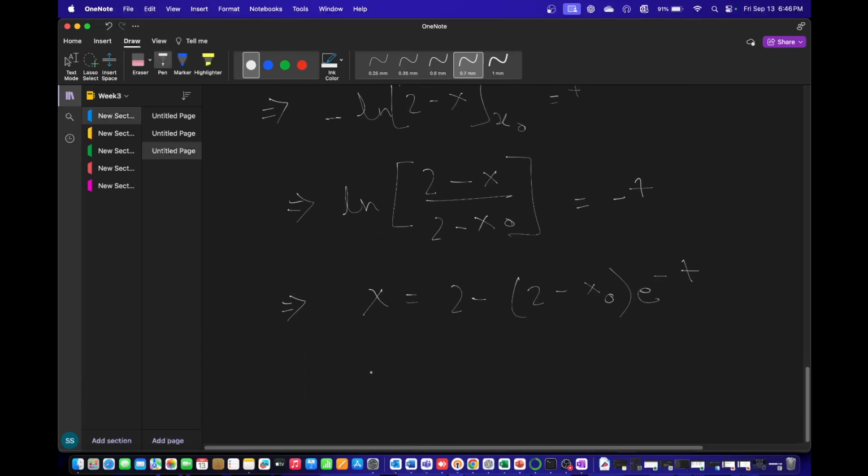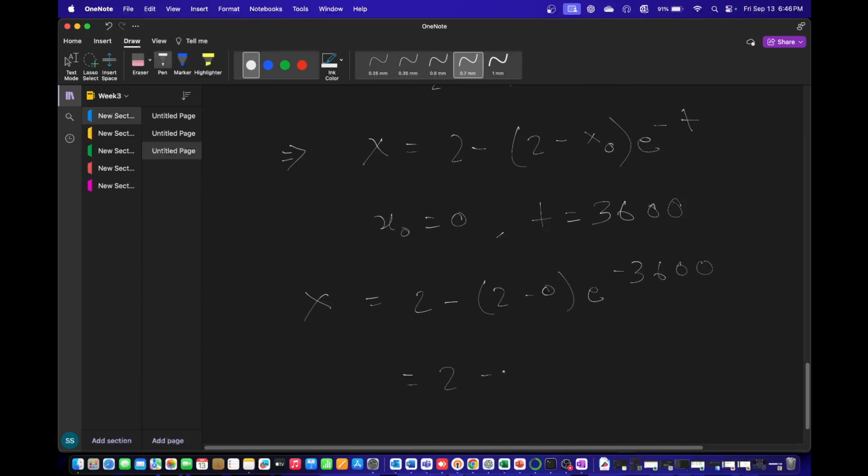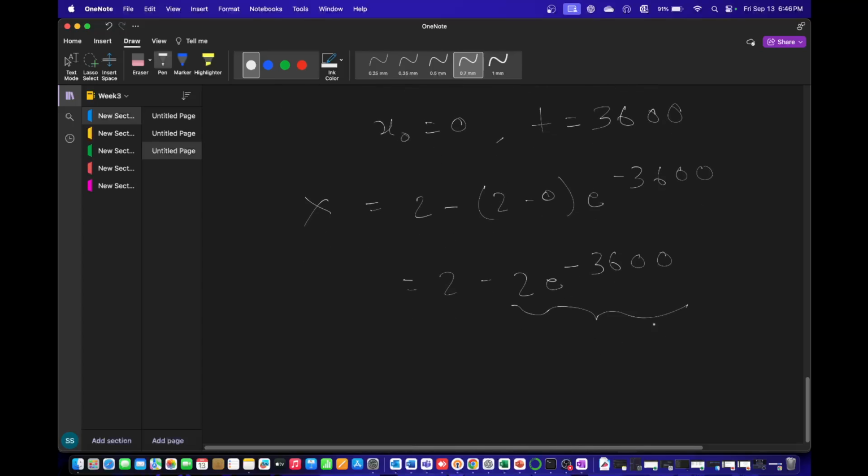So you put x naught equal to 0 and t equal to 3600. So x will be 2 minus 0 into e to the power minus 3600, so 2 minus 2 e to the power minus 3600. This part is actually very small, so you can consider this as 0 only. It goes to 7 or 8 places of decimal, so this is approximately equal to 2.